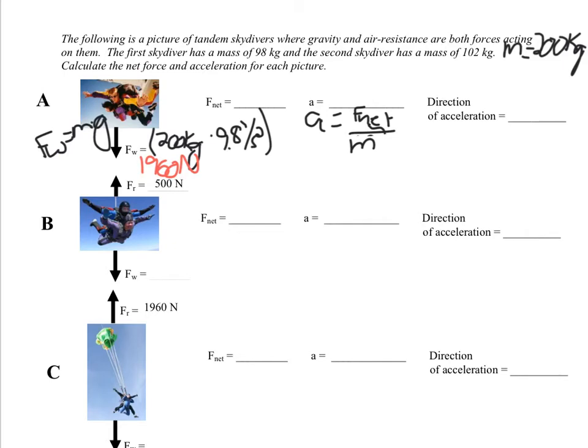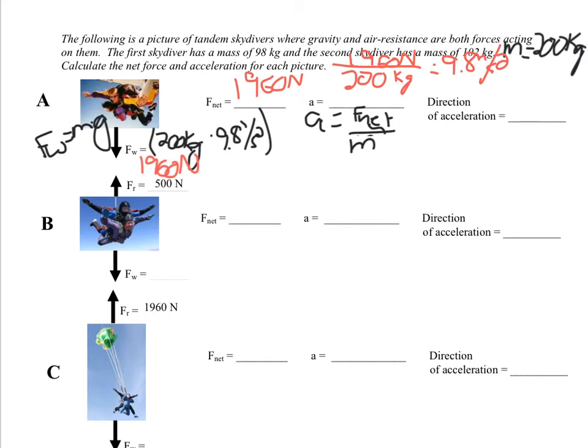So therefore, the net force in this case, that is the overall change of force, doesn't need to be solved for. We only have one force acting on these guys, and that is their force of weight. Therefore, the overall change in forces is 1,960 newtons. To solve for acceleration, we're going to take that net force of 1960 divided by the mass of 200 kilograms, and you get an acceleration of 9.8 meters per second squared. And hopefully that kind of makes sense because it's the only force acting on them.